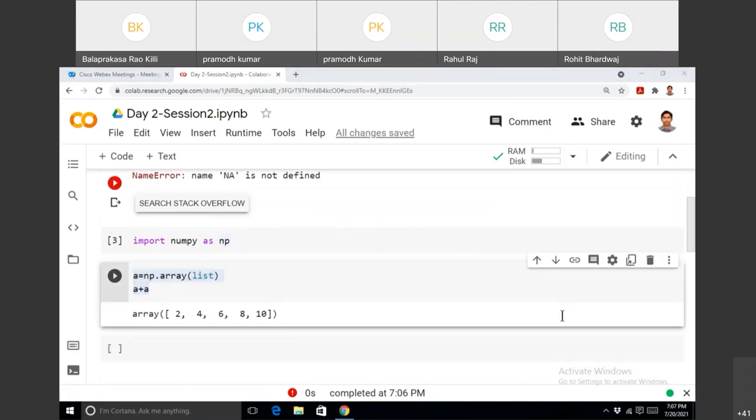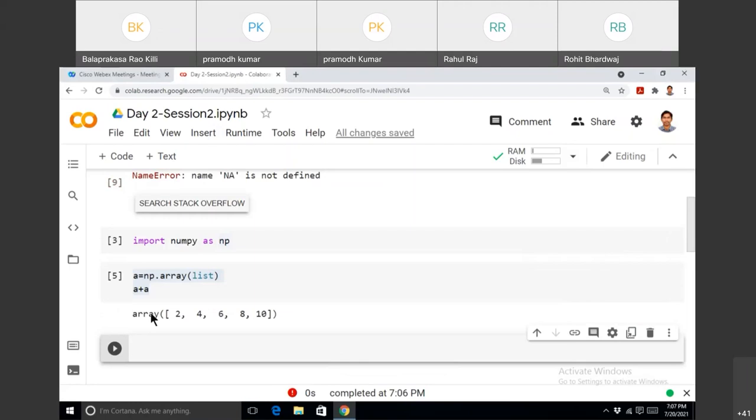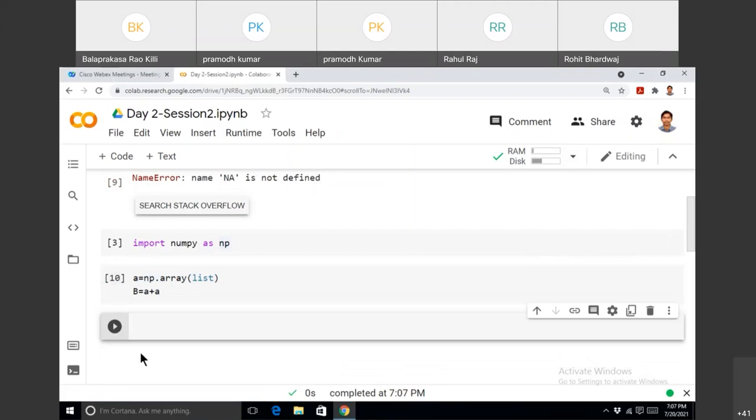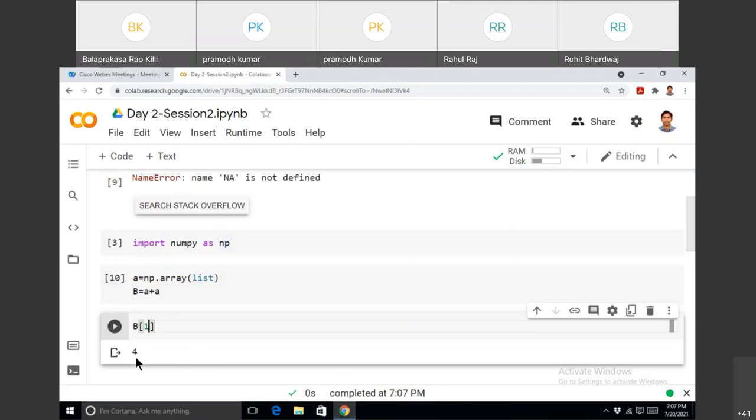So we have defined this NumPy array. Now, similar to a list, you can access the elements using index. Suppose you want to, let me store this one in B. Now, if you want to access elements inside B, then how to access B of 1? What is B of 1? The element at first index is 4. So you can perform indexing.